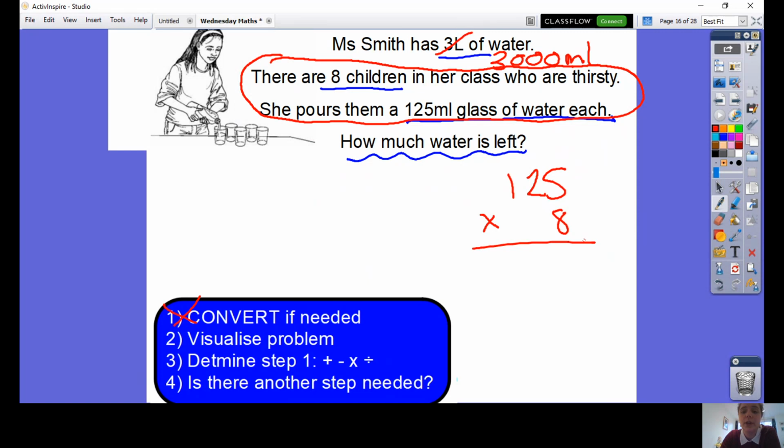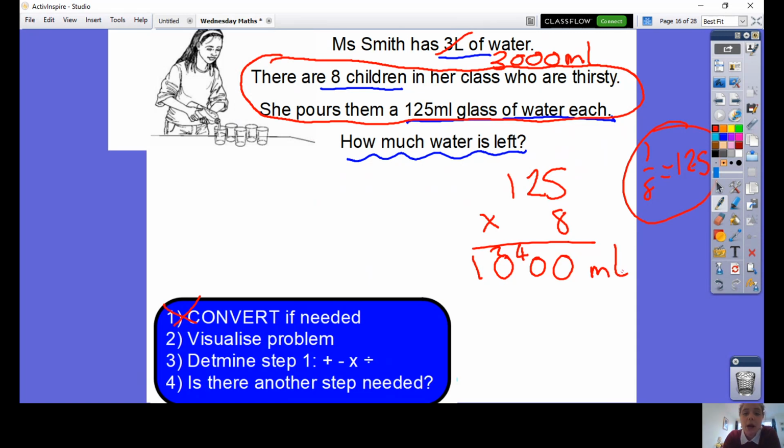8 times 125. Some of you might be recognising your fact 1/8 is equal to 12.5 and thinking, oh, I know what this is in my head. But for those of you who haven't made that link yet, let's quickly work it out. 8 times 5 is equal to 40. 8 times 2 is 16, add 4 is equal to 20. 8 times 1 is 8, add 2 is 10. Well done if you beat me to it by doing it mentally and you got the answer 1,000 millilitres.